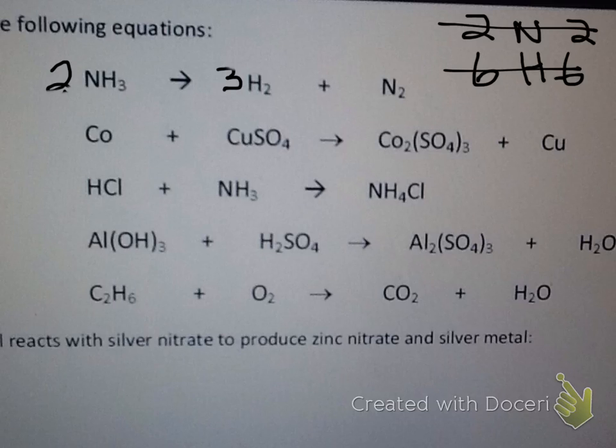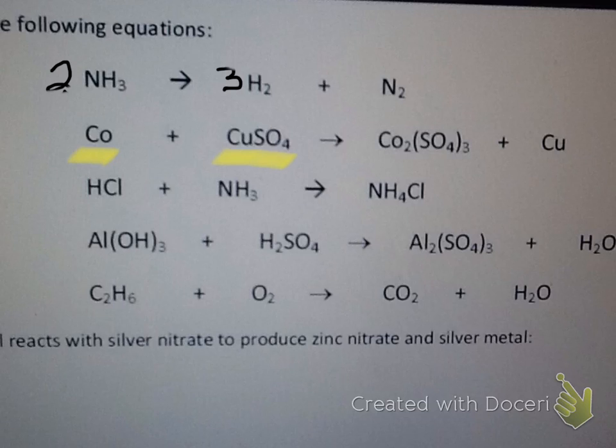All right, let's look at one more here. The next equation we're going to look at, we'll just read it. It says cobalt plus copper 2 sulfate yields cobalt 3 sulfate plus copper. All right. Now, do you notice something in this chemical equation? I'm going to point this out as a tip to you. Do you notice how I have a polyatomic ion here?